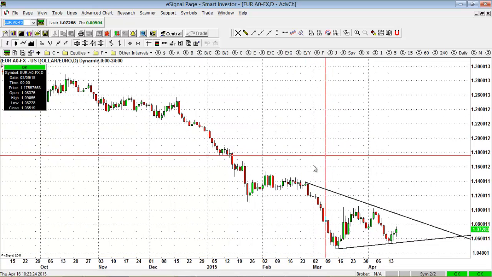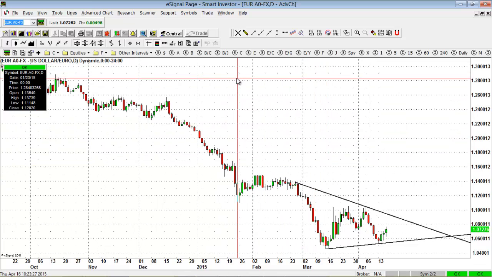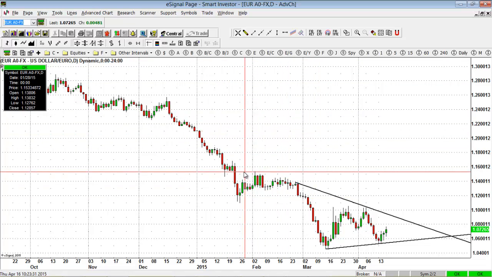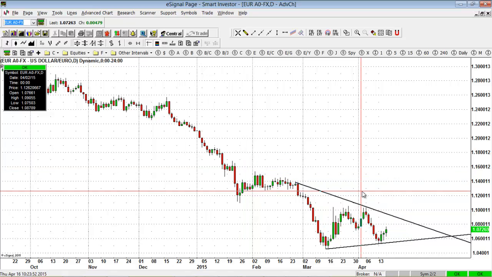And what's happening here in the euro, we have been speaking about this for a number of days now, is we're in a triangular consolidation pattern, and the market is just bouncing up and down in this consolidation pattern. 80% of the time the market may break to the downside, but we also have to be on the lookout for the market to break to the upside.